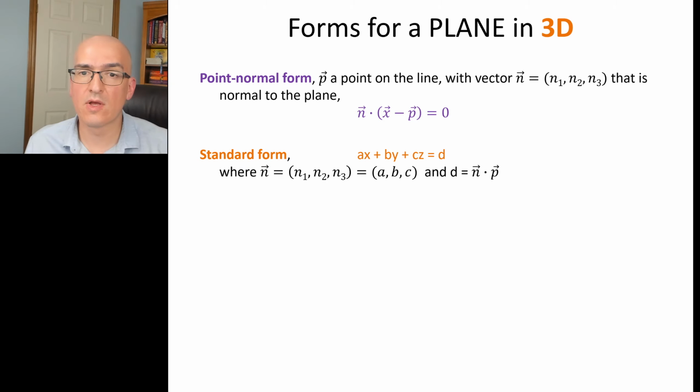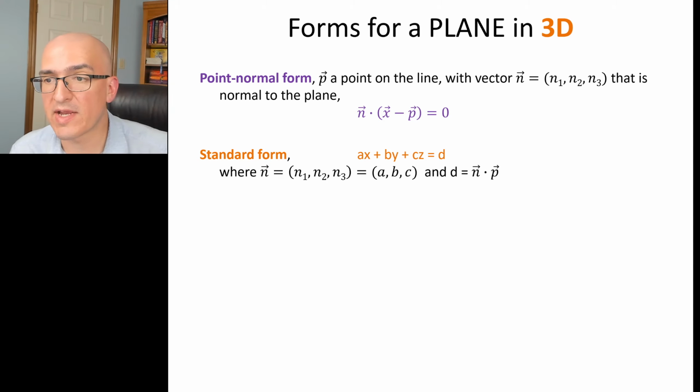There's another definition. So in addition to the point normal form of a plane, n dot x minus p is equal to 0, we have one more form of a plane, and that's the standard form of a plane: ax + by + cz = d, where a, b, and c are again going to be the coefficients from the normal vector. So a is equal to the first component of the normal vector, b is the second component, and c is the third component. And that d will again come from the dot product of the normal vector and the point on the plane. Actually, any point on the plane.